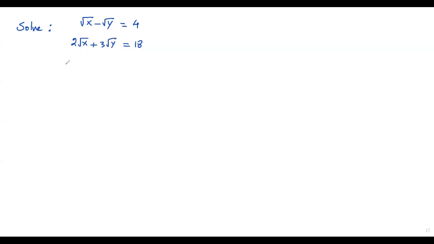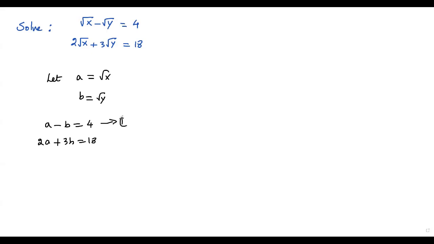Because it's a bit difficult to solve the given system with the square root of x and square root of y, I'm going to assign a as a variable for square root of x and b for square root of y. So then the first equation will become what? We just have to replace the square root of x by a and square root of y by b. Then I'm getting the first equation a minus b equals 4. Then the second equation will become 2 times a plus 3 times b equals 18.